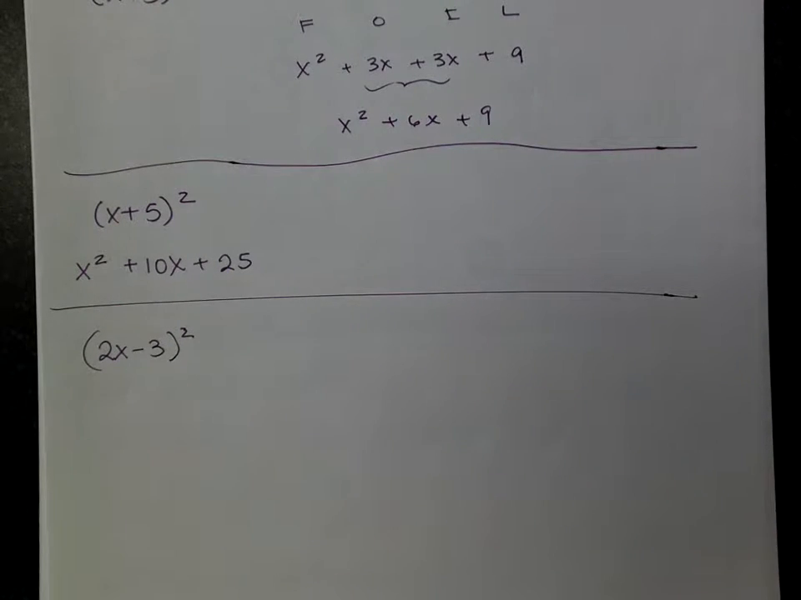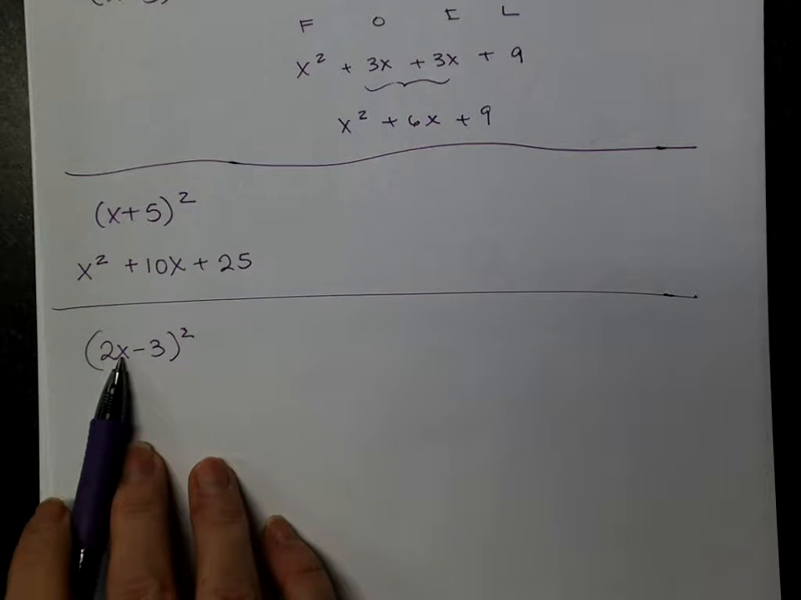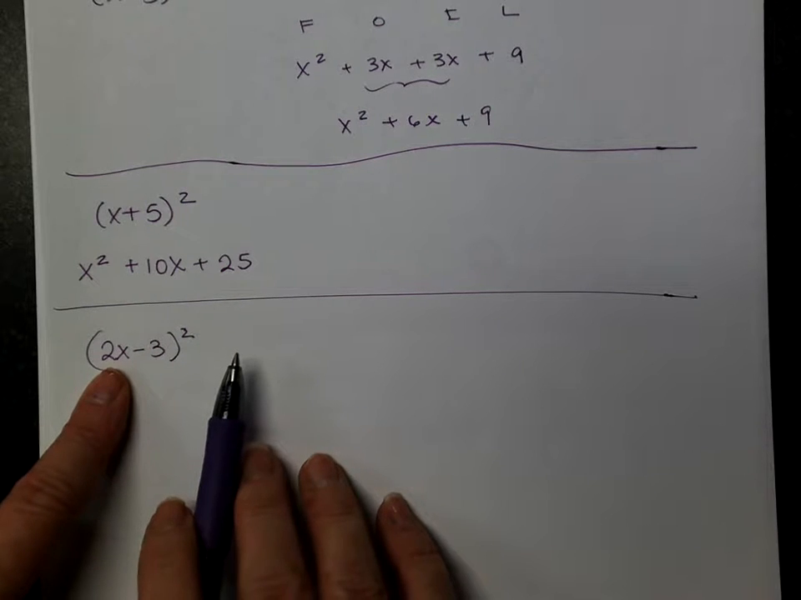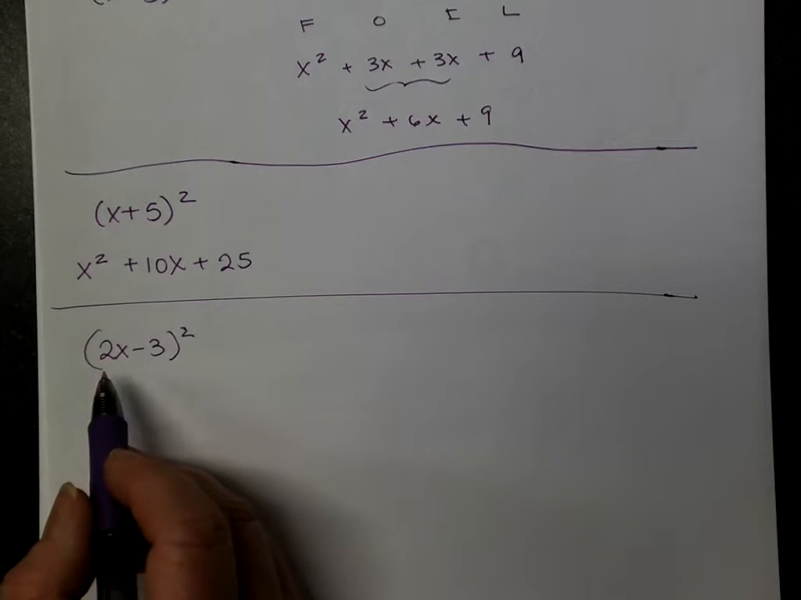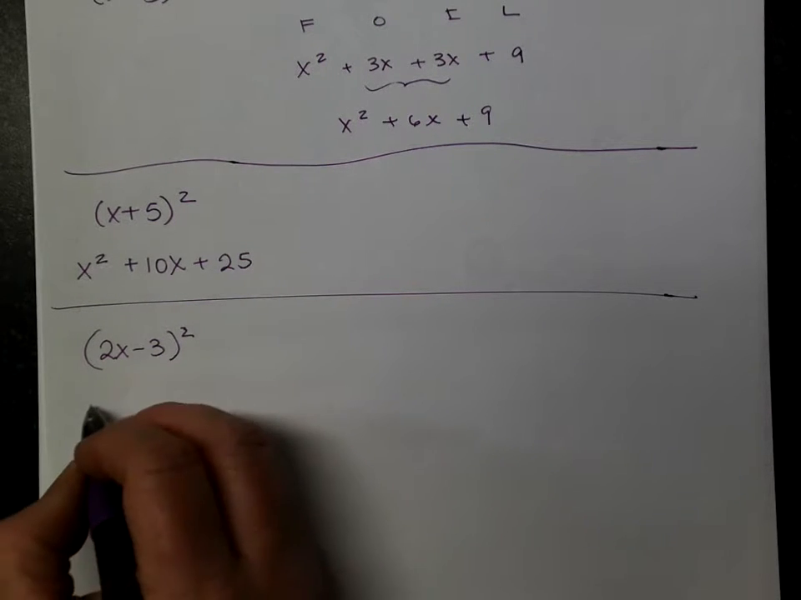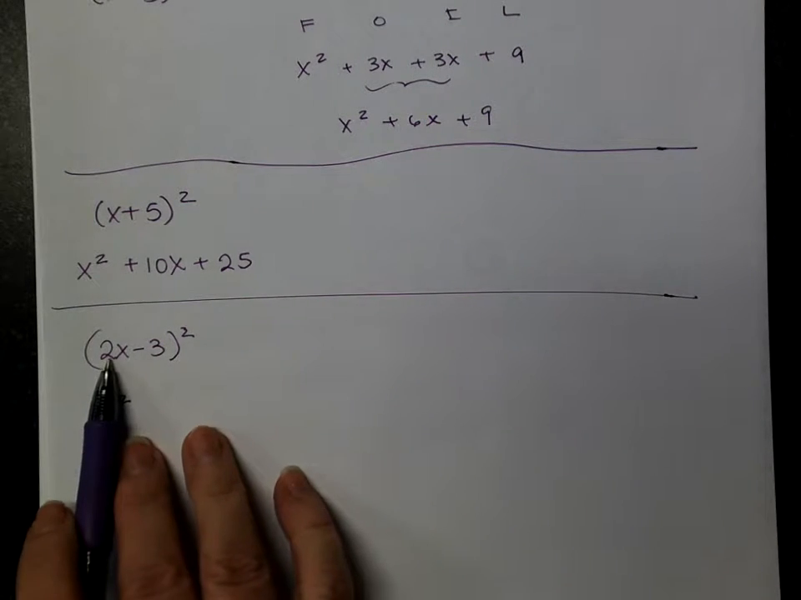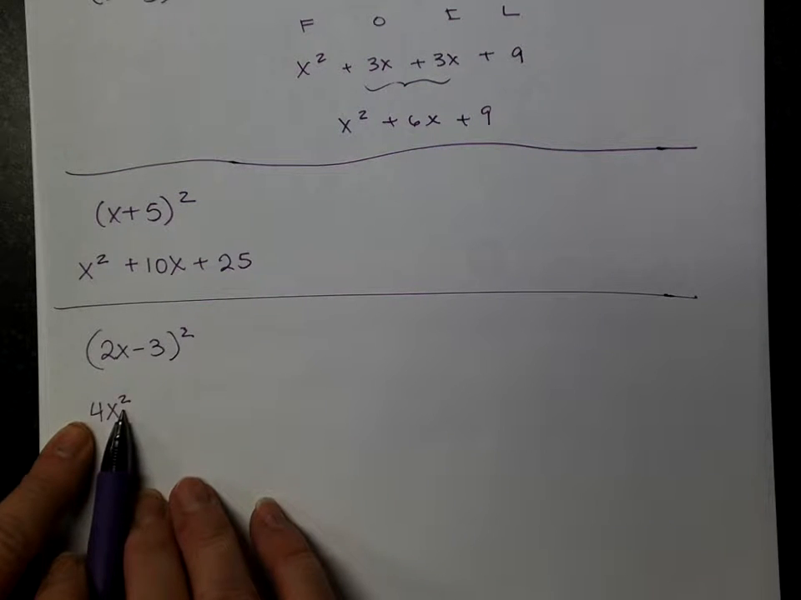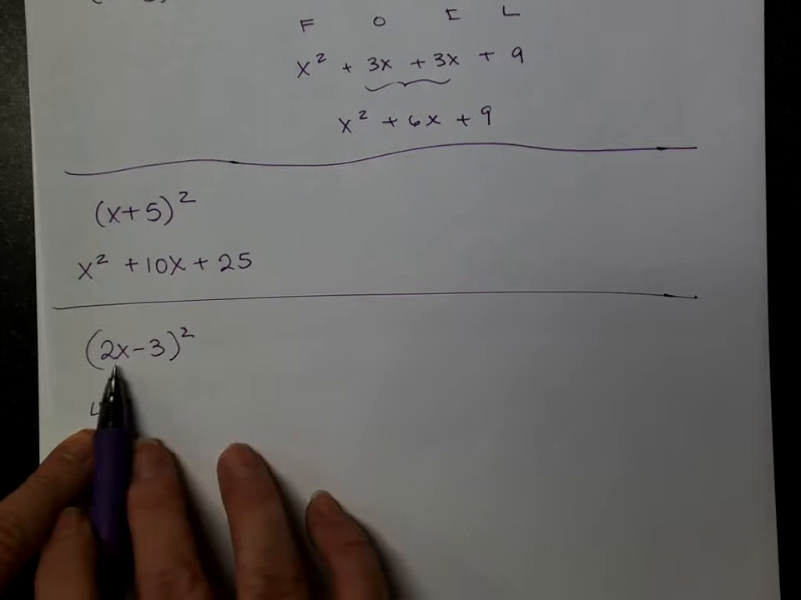Now remember, when you are squaring something, this entire first term is being squared. So 2x times 2x: 2 times 2 is 4, and x times x is x squared. You're squaring the whole thing. Okay? So the 2 is squared, and so is the x. The first term is squared, because it's 2x times 2x.